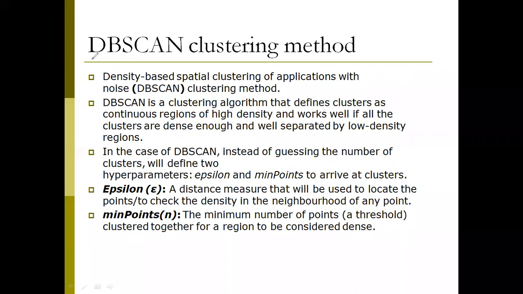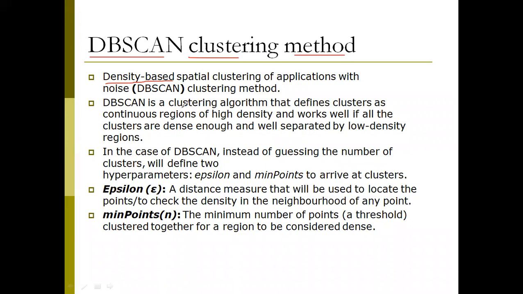Hello everyone. Our today's topic is the DBSCAN clustering method. DBSCAN stands for density-based spatial clustering of applications with noise. It is the abbreviation for DBSCAN. It's a density-based spatial clustering method.